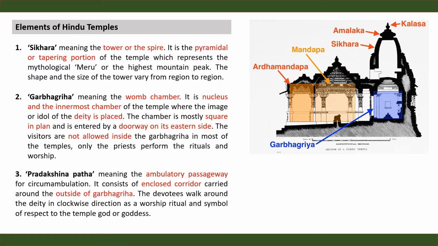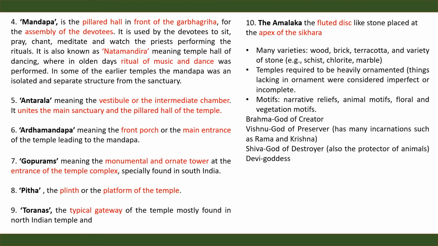And next is Pradakshina Pada, which means the ambulatory passageway for circumambulation. It consists of an enclosed corridor which is carried around the outside of the Garbhagriha, and here the devotees walk around the deity in a clockwise direction as a worship ritual and symbol of respect to the temple god or goddesses.